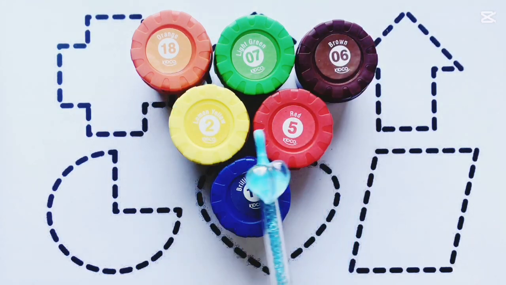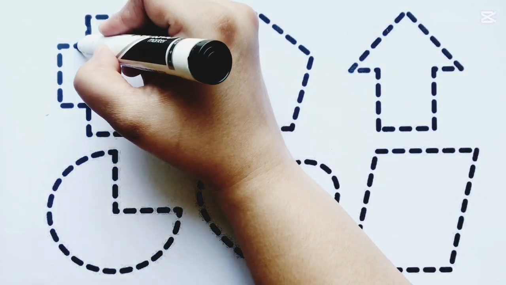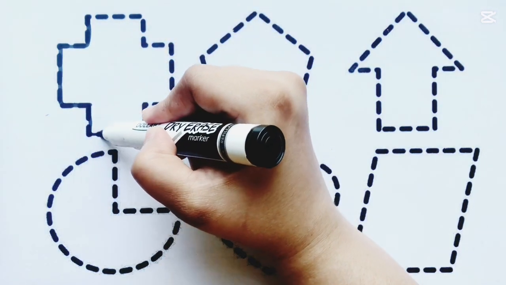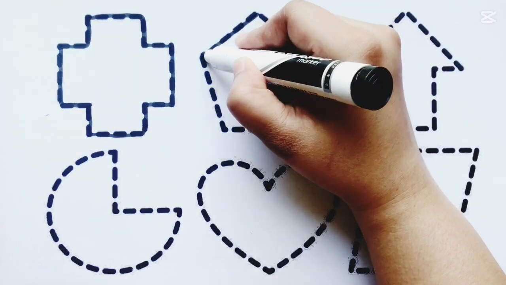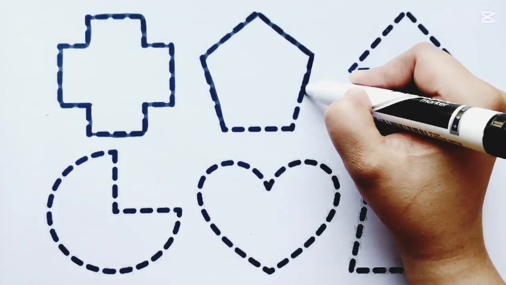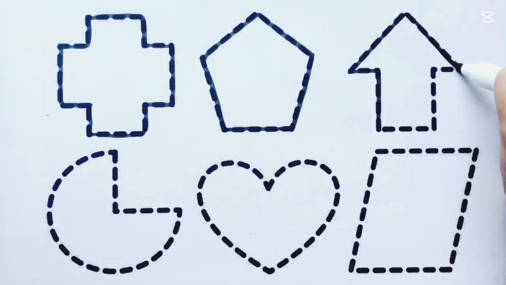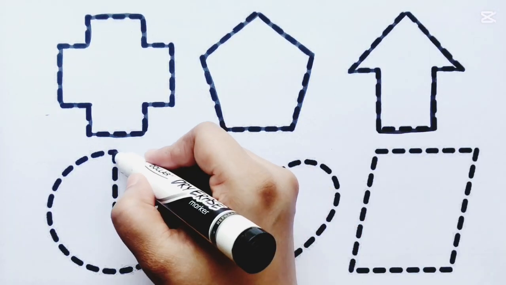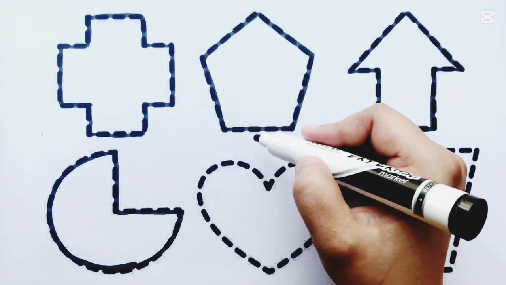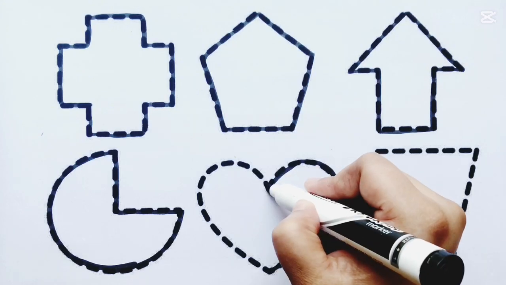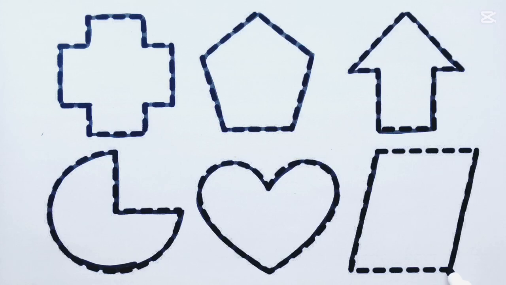I learned shapes' names. Let's draw and paint. This shape is cross, pentagon. This shape is arrow, semicircle, heart. And this shape is parallelogram.